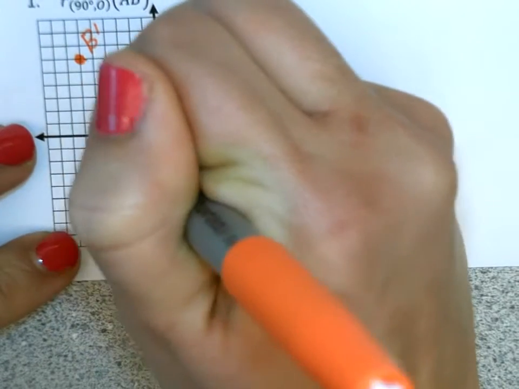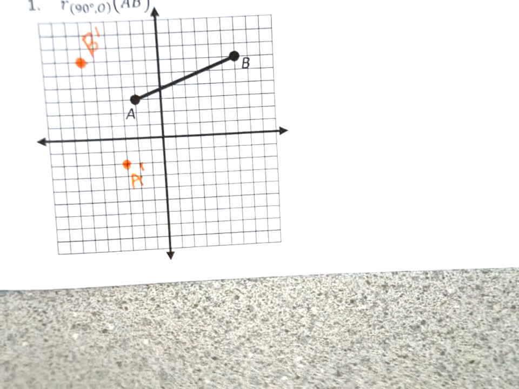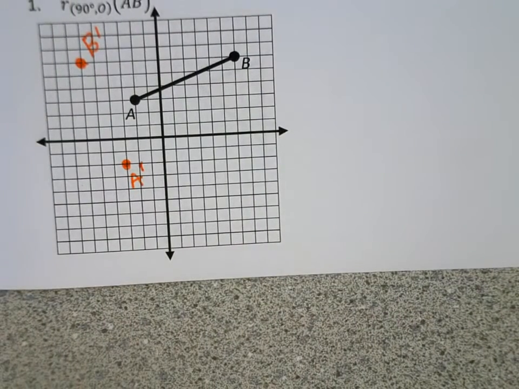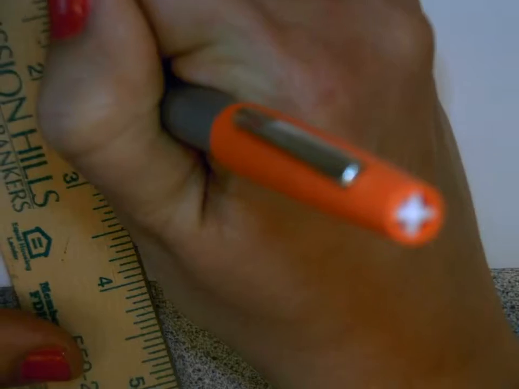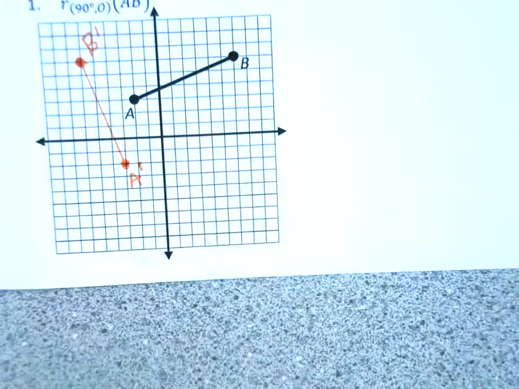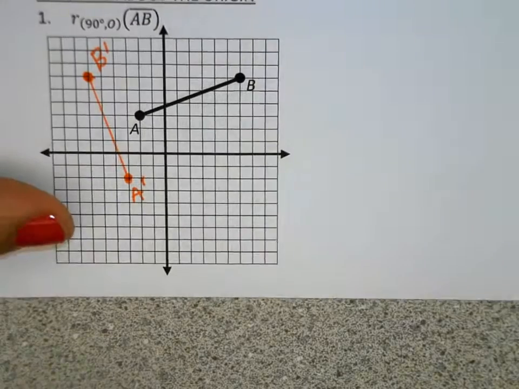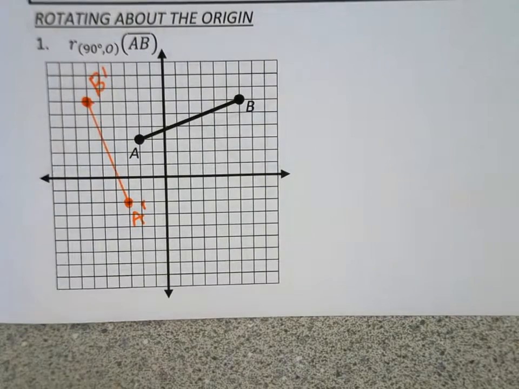A prime. Okay. And then you take your straight edge, because it was at -2, 3. So -3, -2. And we draw the segment. How do you do this without the patty paper?